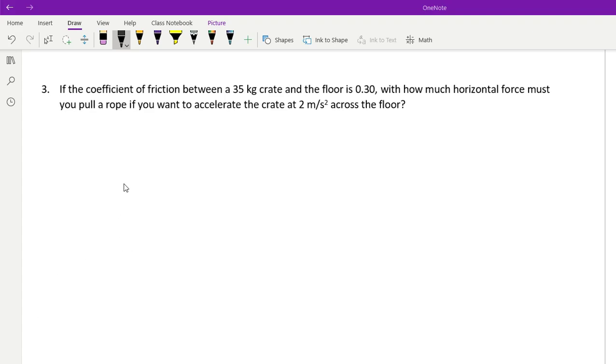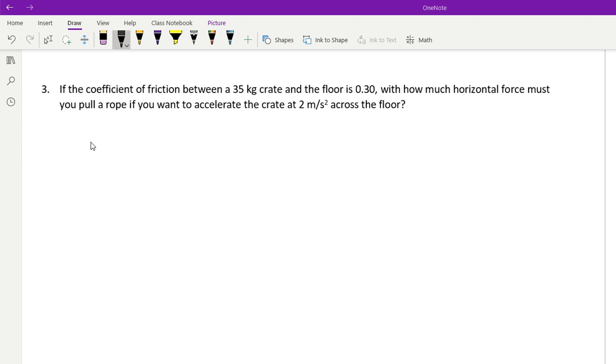All right, so I'm just going to solve number 3 on problem set 2 for Newton's laws. In this problem, this is a friction one, so we have a coefficient of friction given. It says the coefficient of friction between a 35 kilogram crate and the floor is 0.3. With how much horizontal force must you pull a rope if you want to accelerate the crate at 2 meters per second squared across the floor?